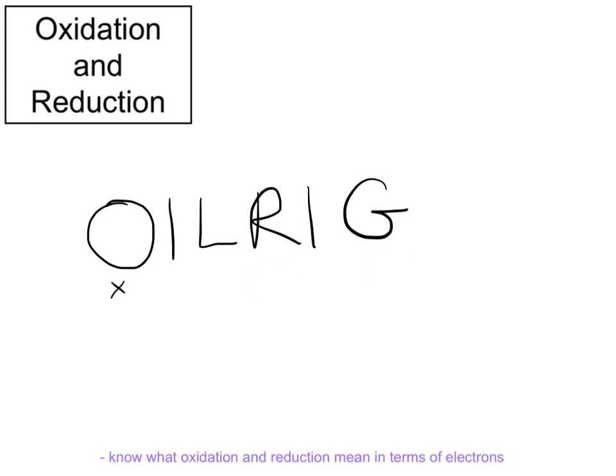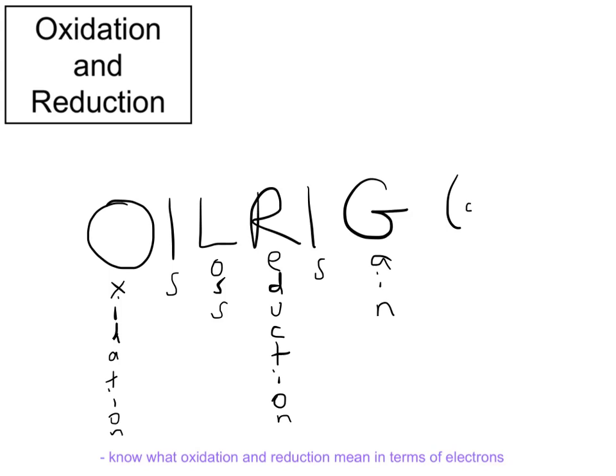So oxidation is loss and reduction is gain of electrons. Now to work that out, you can use oxidation states, which is covered in a different video.